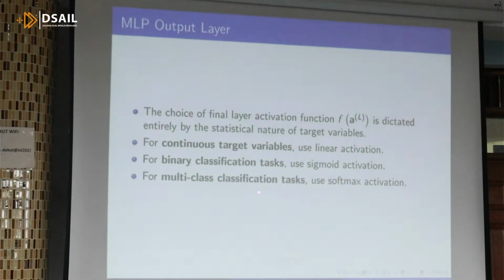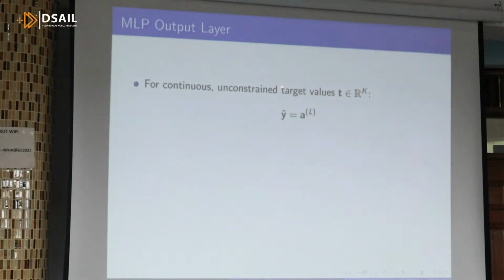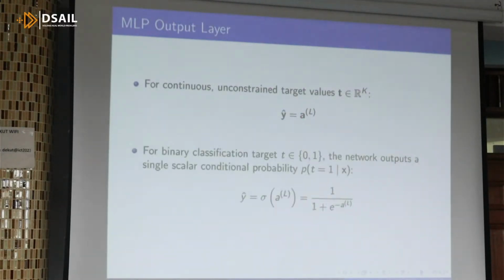And for multi-class classification tasks, use a softmax activation function. We'll see what a softmax activation function looks like. Softmax simply says if you have 10 output neurons, then the outputs of those 10 neurons should be such that their sum is 1. That's what a softmax means. So for a continuous and unconstrained target, y hat is the same as AL. So the activation is simply multiplying by 1, or simply doing nothing. For binary classification, sigmoid: perform a sigmoid operation. That's what it means.